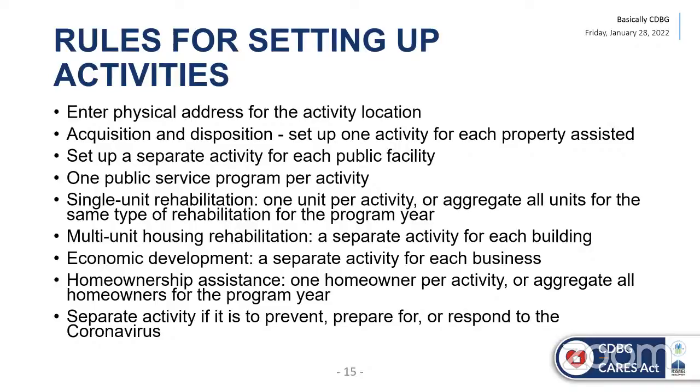For economic development, you want to have a separate activity for each business. This is required by the regulations. And I know we do see that sometimes where people put more than one business in one activity. So if you've done that, you will need to separate those out. So again, 1 business for each activity under economic development. For homeownership assistance, you can do 1 homeowner per activity, or you can aggregate all homeowners for the program year, just like for rehabilitation.